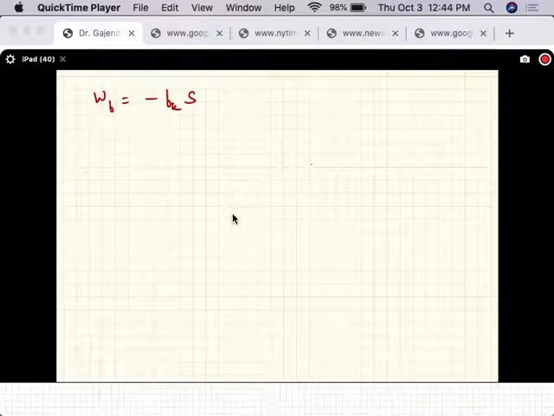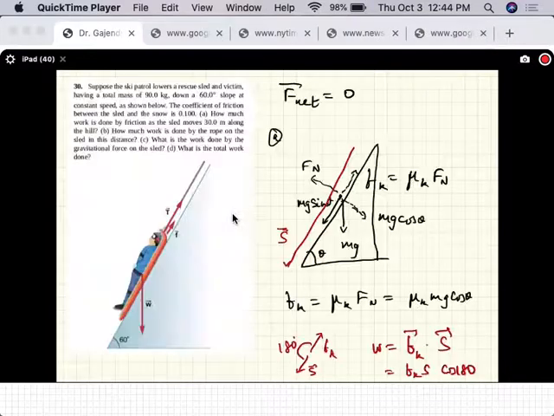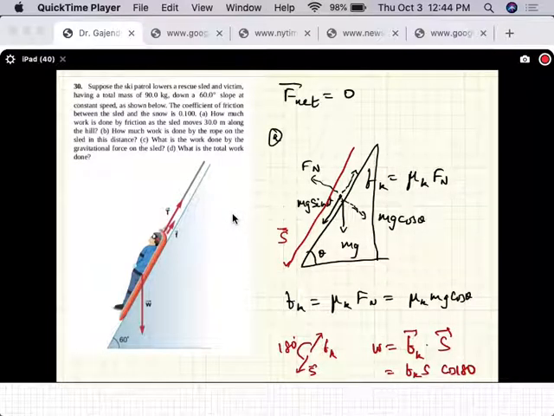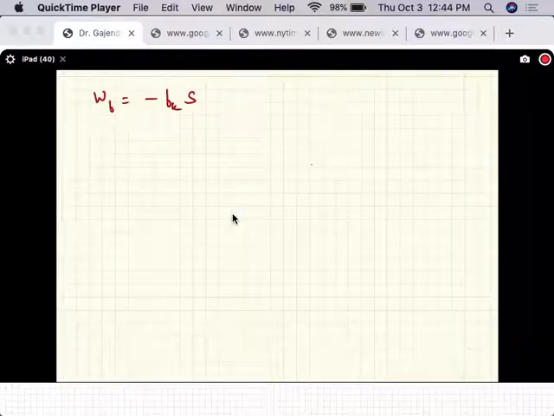I showed that all to you in detail, but friction force always does negative work. Friction forces are always opposite to the displacement. The angle is always 180 degrees, and cosine 180 is minus 1. As you get more and more practice, you can write this equation directly. Friction force always does negative work.